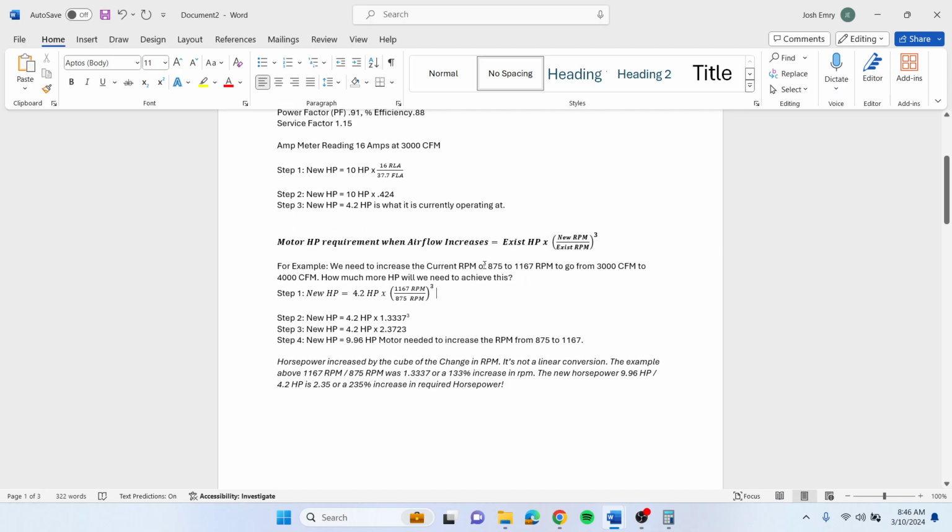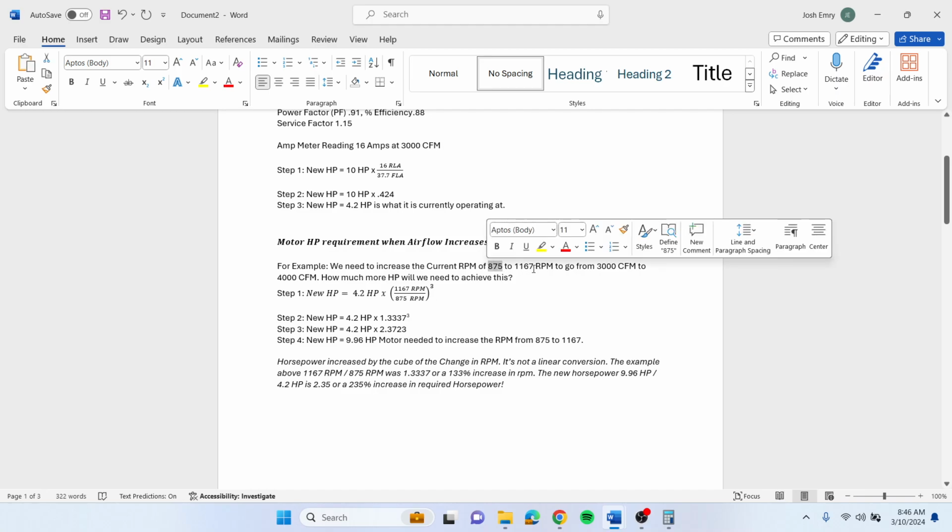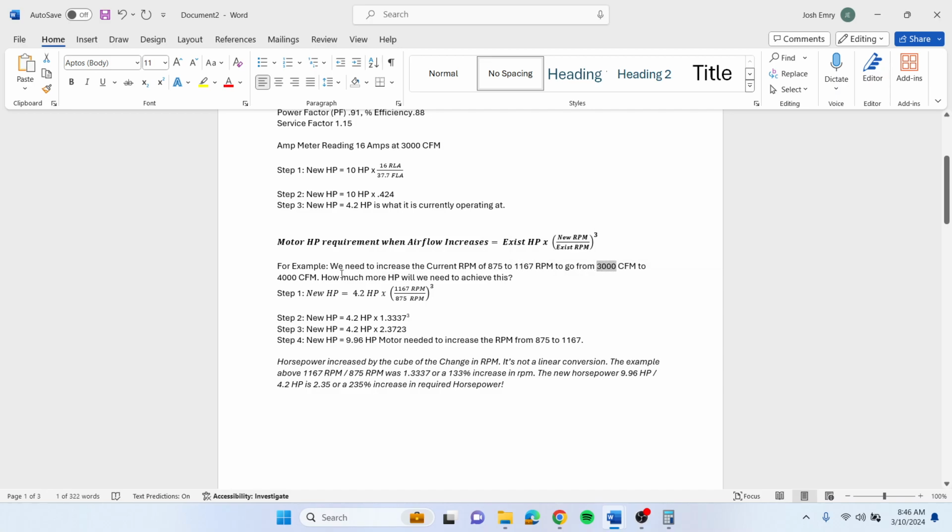So if we need to increase our current RPM from 875 to 1167 RPM to go from 3000 CFM to 4000 CFM, what new horsepower motor are we going to need, or will this one work? So plug that information into it. So we're using 4.2 horsepower at 3000 CFM. We take that times our new RPM divided by our old RPM cubed.